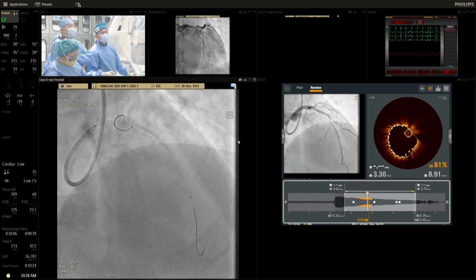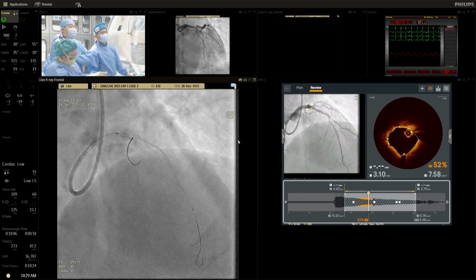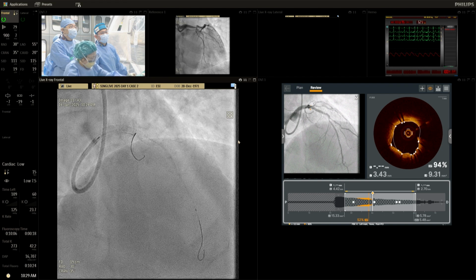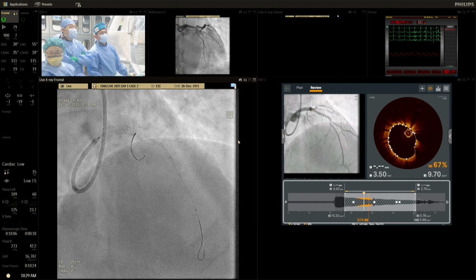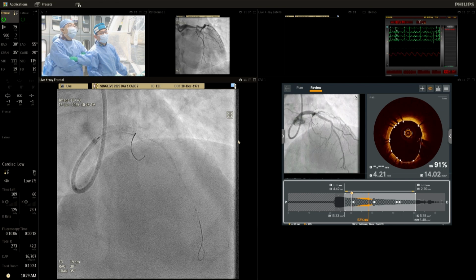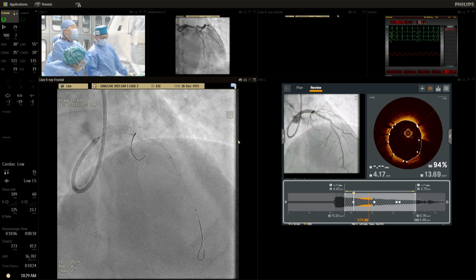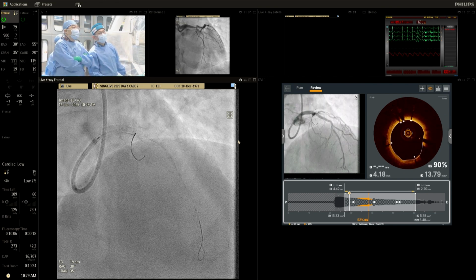Okay, so we can look at the OCT now. There's some malapposition. Just the proximal edge is malapposed, so we need to go back in with the 5 later. We missed it, either we missed it or on pulling back.